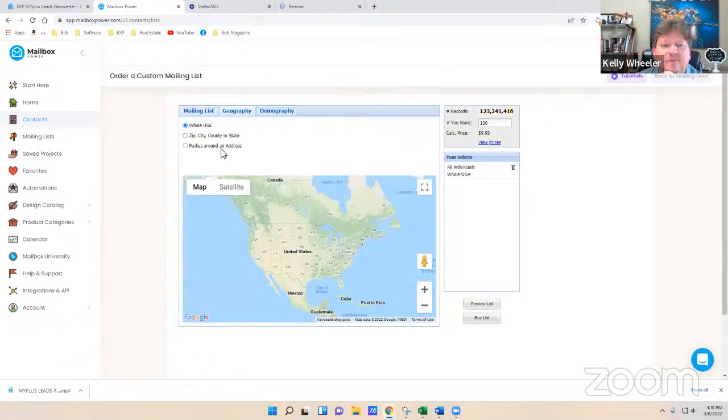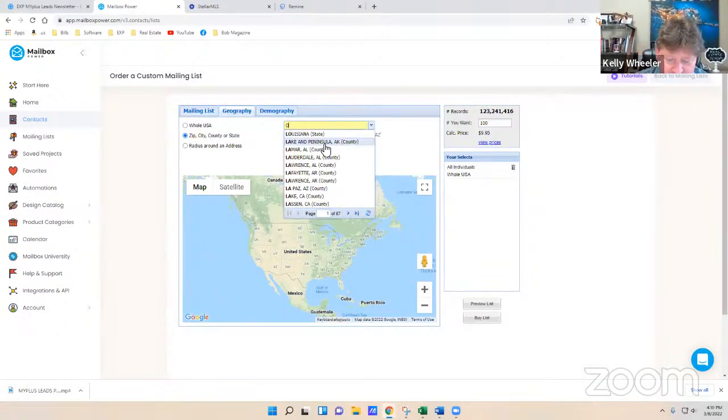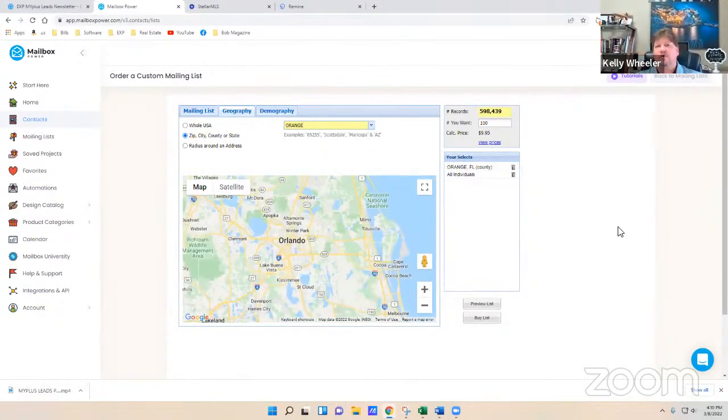So I'm going to go ahead and target individuals. For geography, I'm going to do a county. So we're going to call this Lake. You know what? No, I do Lake all the time. Orange County, Florida. There it is right there. So where Orlando, Florida is located, we're going to target that. Guys, you'll notice there's 598,000 people that I can market to right now.